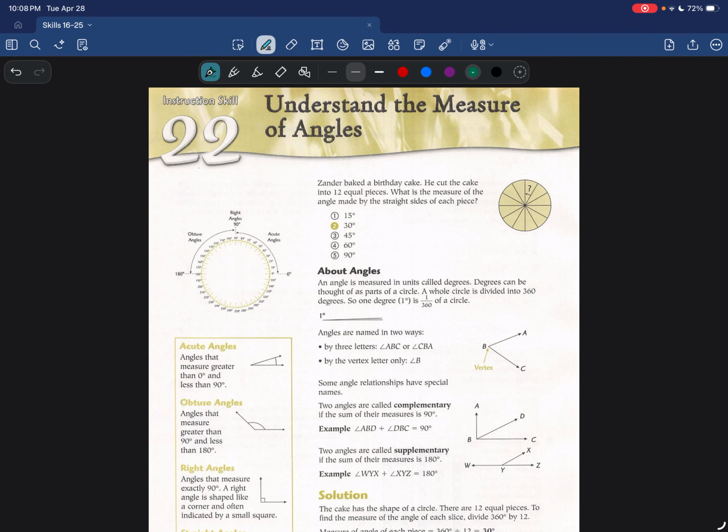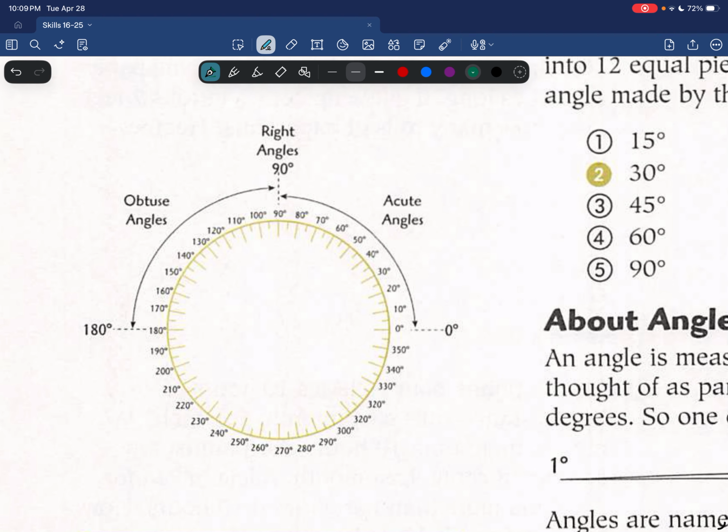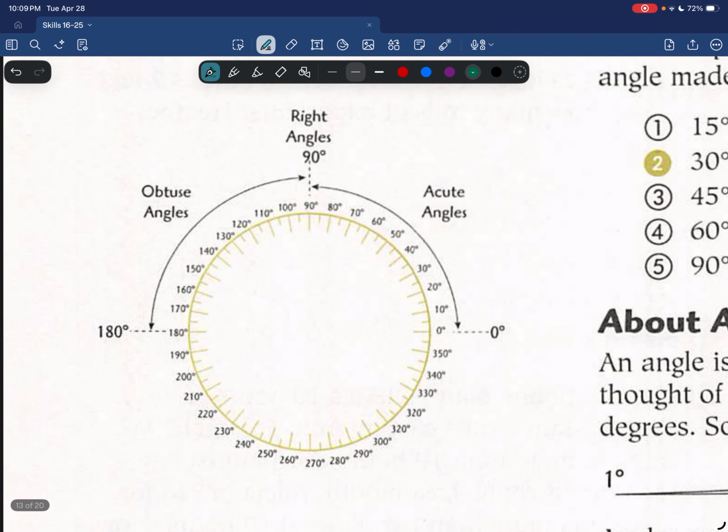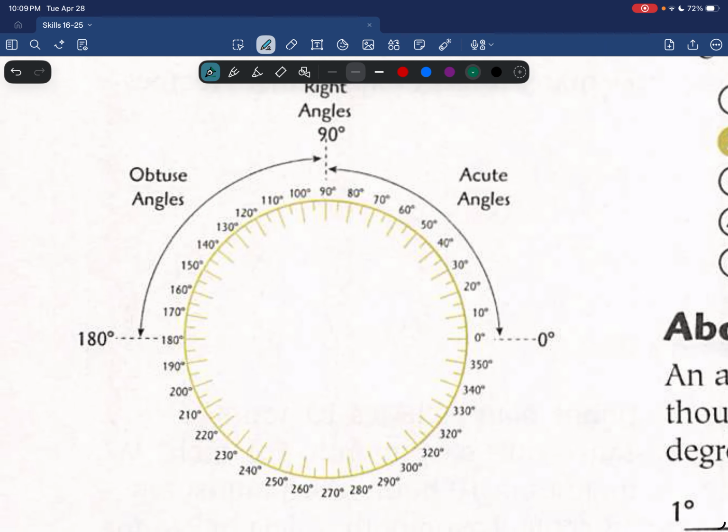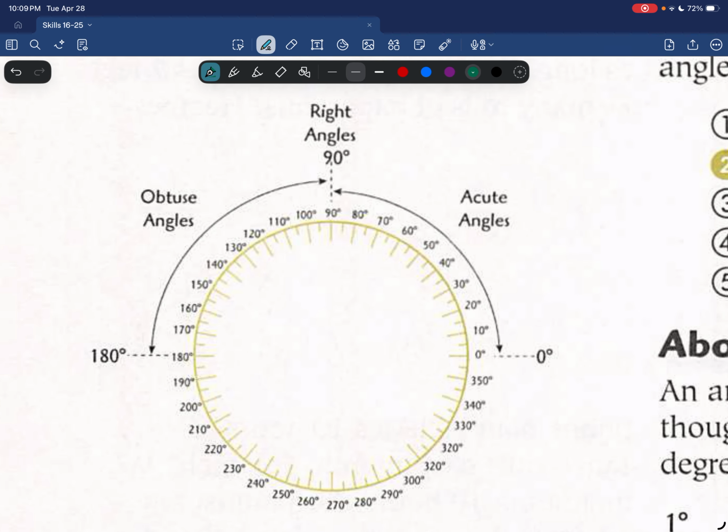Instruction Skill 22 is talking about understanding the measure of angles. Before we get into the story, let's take a look at this circle. This is where I always started with my students when I was teaching them about angles. I would give them a perfect circle, and I would tell them first of all there are 360 degrees in every circle.